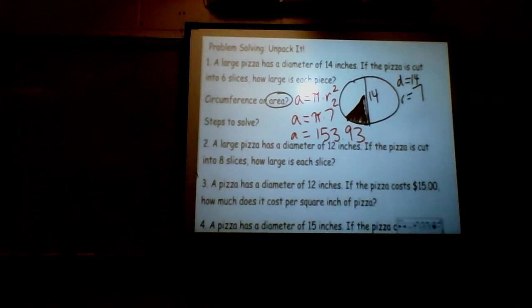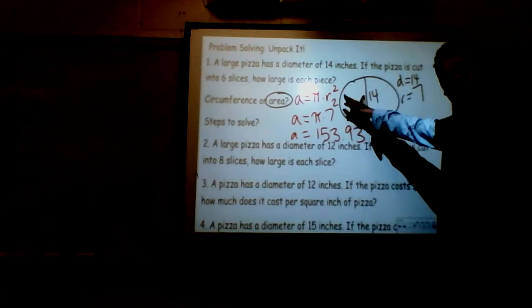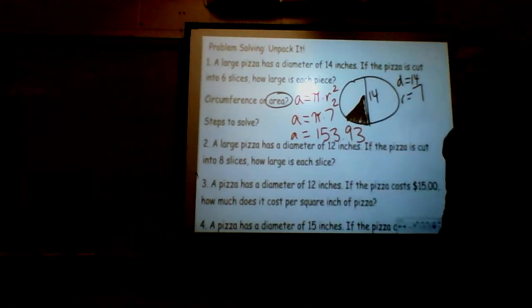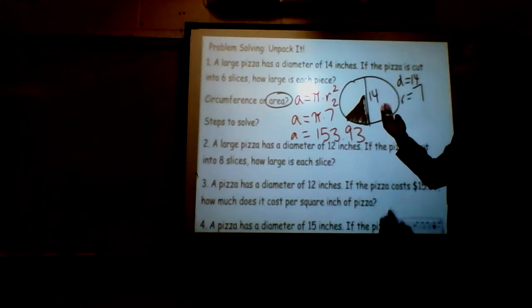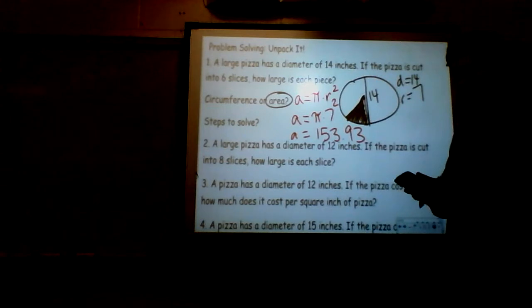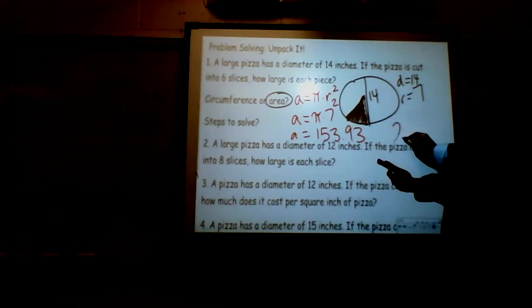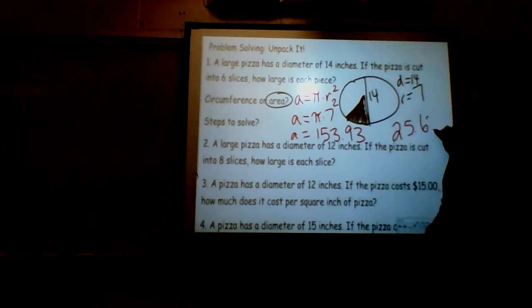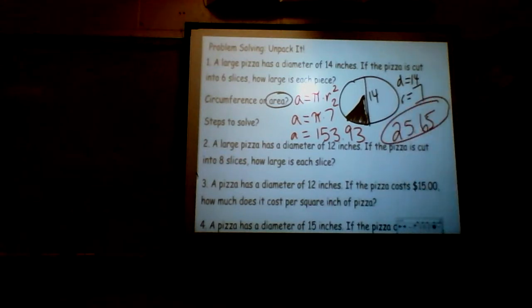Now the problem doesn't ask me for the area of the entire pizza. It says the pizza's cut into 6 slices. How large is each piece? So if this is my entire area, 153.93 of the whole pizza, and I'm dividing that into 6 pieces, all I'm going to do is divide that number by 6 and find that the area of each piece is right here.